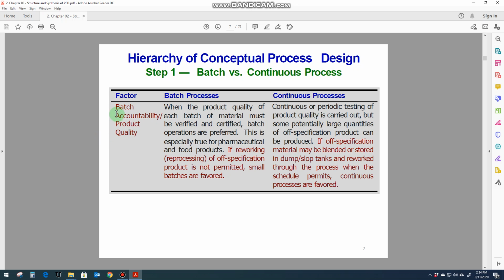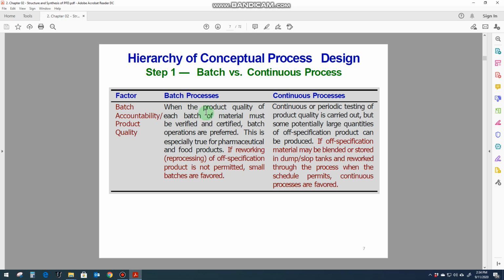The second factor that we need to consider here is the batch accountability or the product quality. Now you can make a quick comparison between the batch processes and the continuous processes: the product quality is one of the issues. In the batch processes, we have some flexibility to control the product quality, but in the continuous processes, we cannot control the quality of the product a lot. Why is it so? Let's see this one.